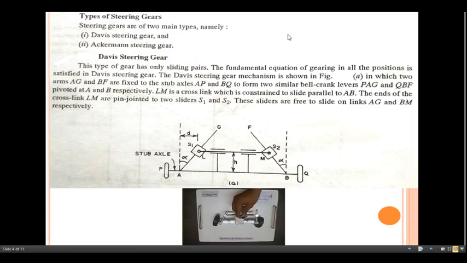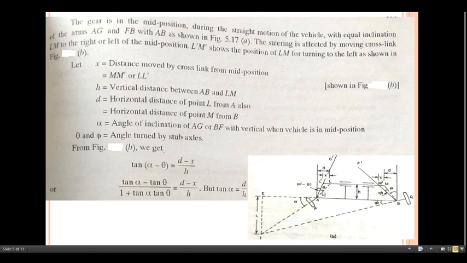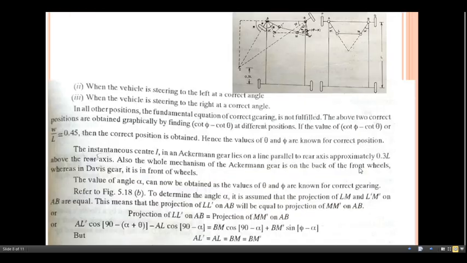Let's compare this one with the earlier case. It lies in the front of the front wheel. Okay. Now the value of the angle alpha can be obtained, as the values of theta and phi are known for the correct steering.